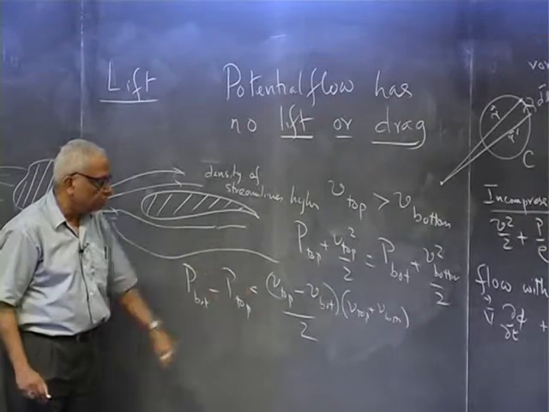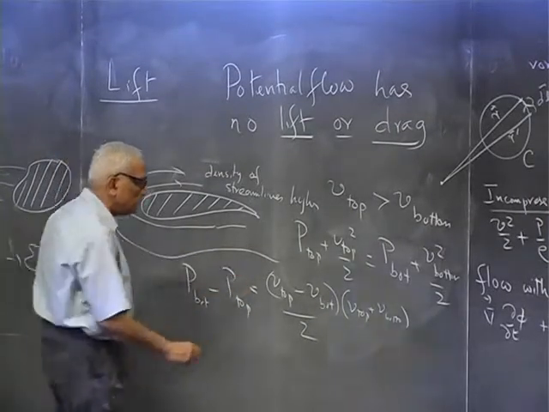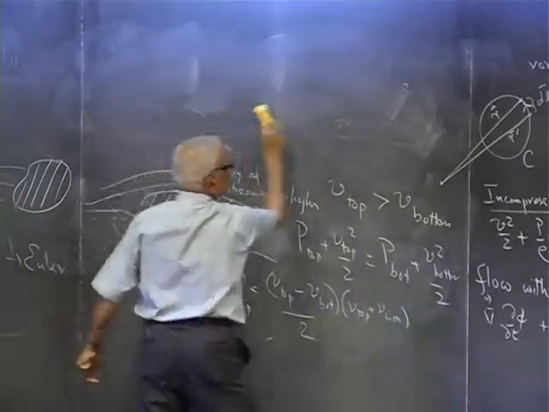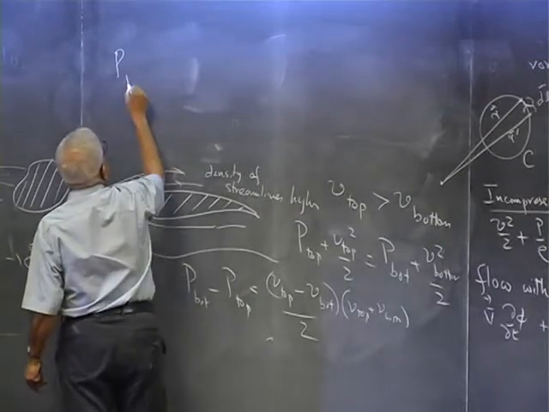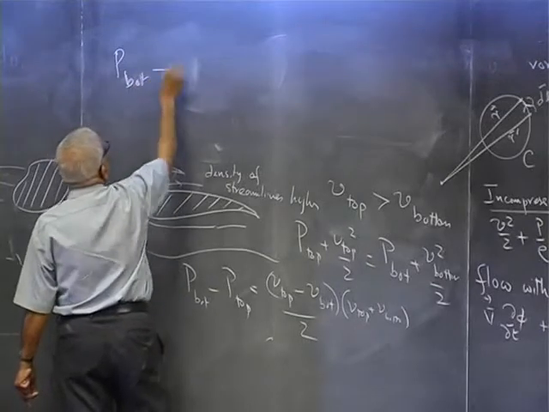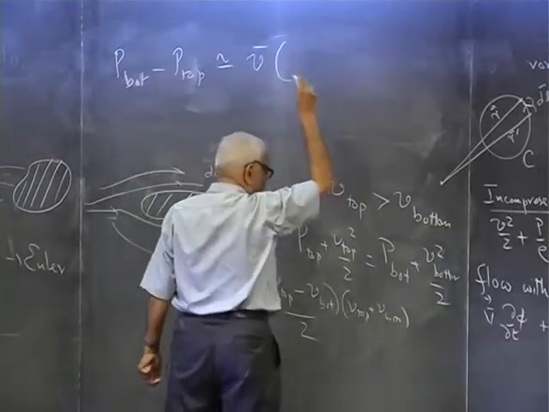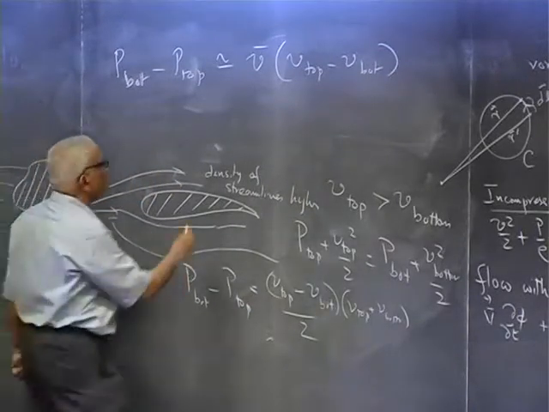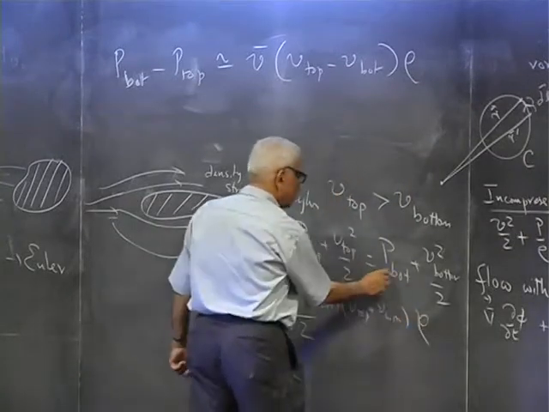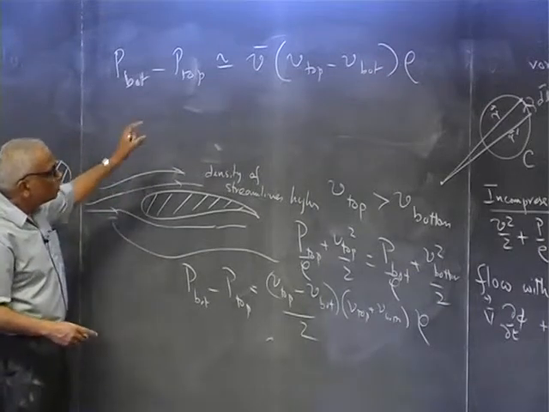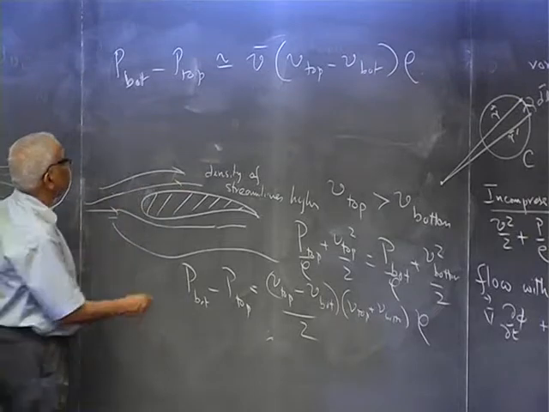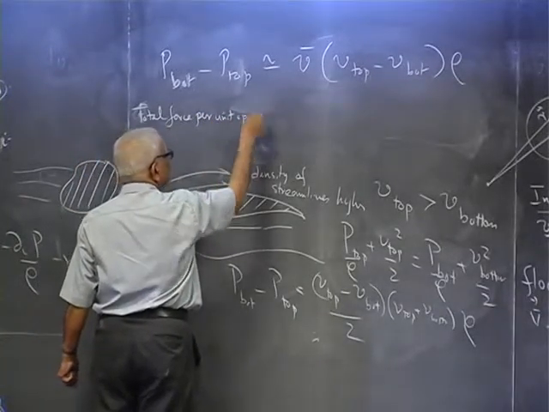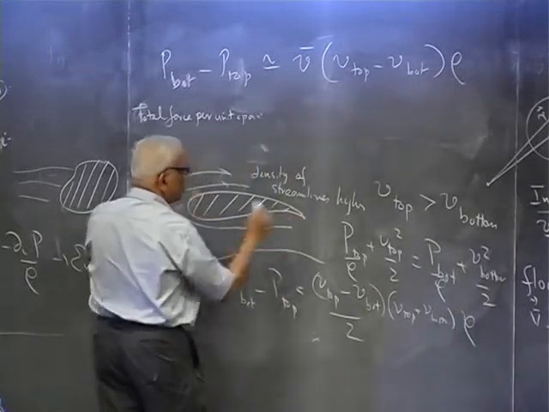And P bottom minus P top is given by this, and that is approximately, with a density to be thrown in somewhere, rho times V mean into V top minus V bottom. Here it is. That's that. So now to get the total force per unit span, you have to integrate along this contour over here.